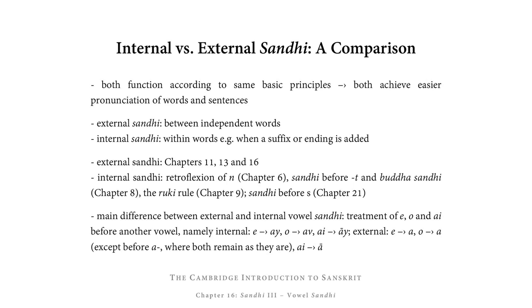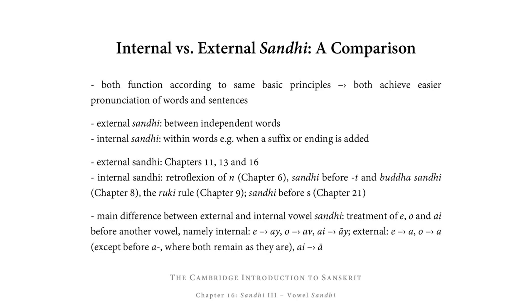External sandhi is covered in this book in chapters 11, 13 and 16, whereas internal sandhi is a little more spread out. You get the retroflexion of n in chapter 6, sandhi before t and especially Buddha sandhi in chapter 8, the ruki rule concerning the retroflexion of s in chapter 9, and sandhi before s, as you'll see, in chapter 21. Also, the reference grammar at the back of the book sums up all relevant internal sandhi in one place.